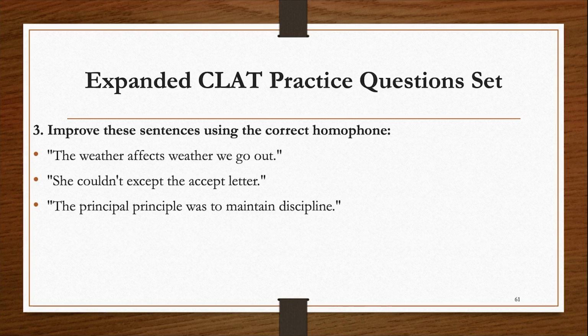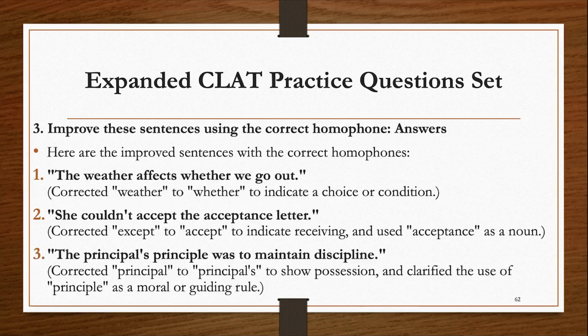Moving on. Improve these sentences using the correct homophone. Now, there are 3 sentences where the homophone might not be used correctly. So, let's take a look. The weather affects whether we go out. She couldn't except the accept letter. And the principal was to maintain discipline. Now, the first one: the weather affects whether we go out. Now, the corrected W-E-A-T-H-E-R to W-H-E-T-H-E-R to indicate the choice or condition. Okay, so whether indicates a choice.